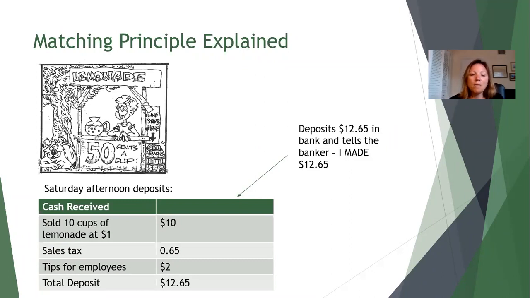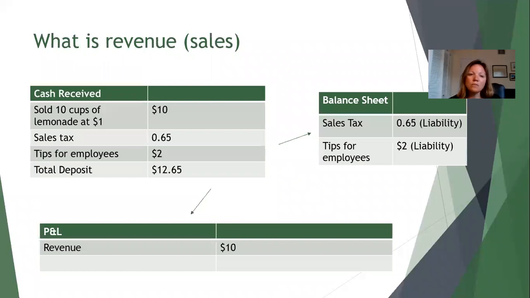I have the $10. But my deposit was actually $12.65, because included in those sales were also sales tax that I collected and tips for my employees. So if I didn't have any other information, or 50 years ago when everything was just done by hand, it would have been easy to say, oh, I earned $12.65. But I actually didn't earn $12.65. I earned $10. The other two are items that I have to pay out either to my employees or to the government. So in terms of my cash receipts, they're going to go two places.